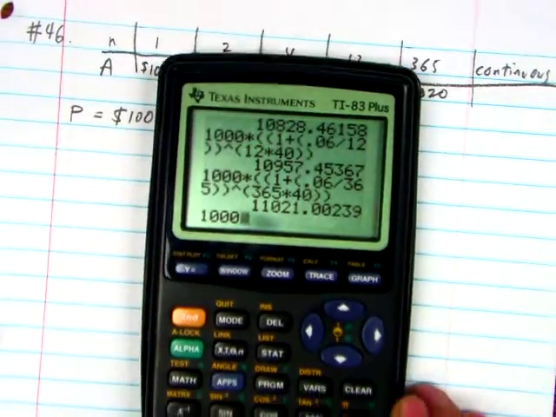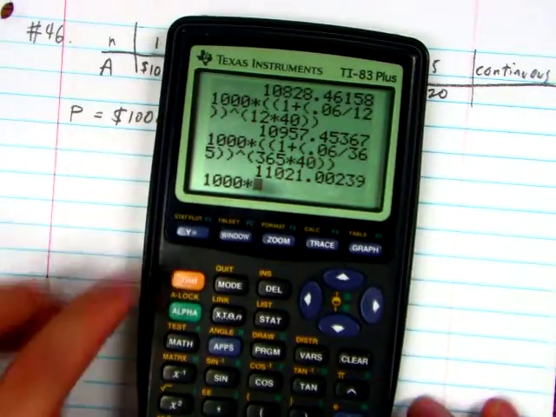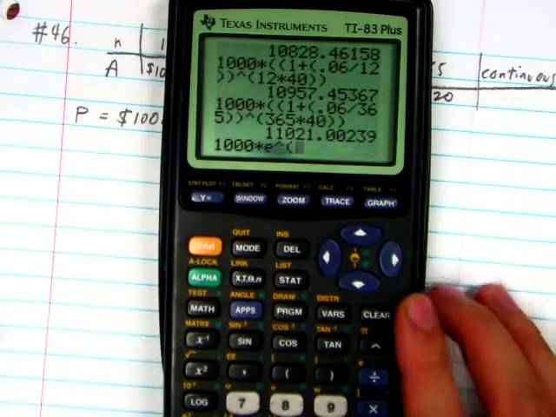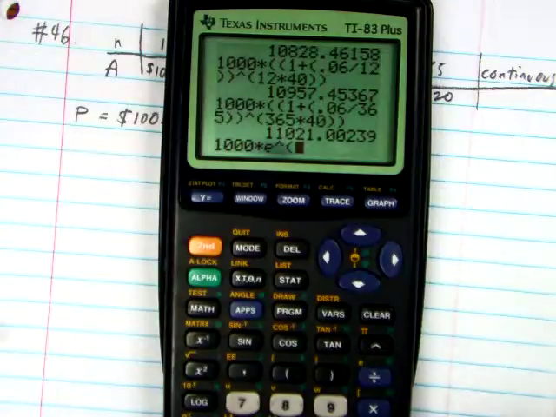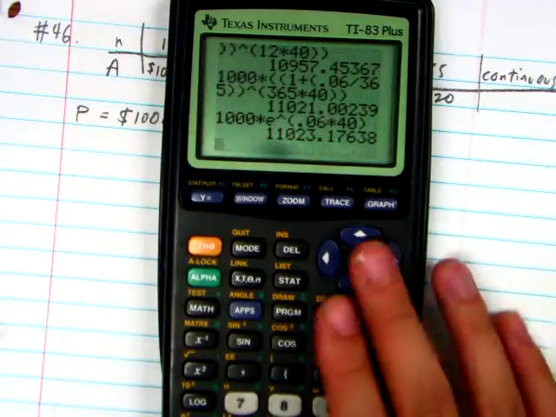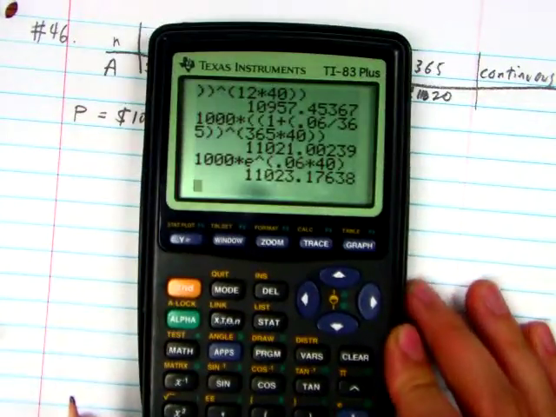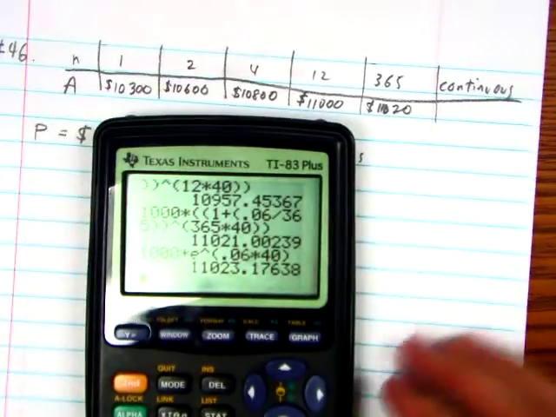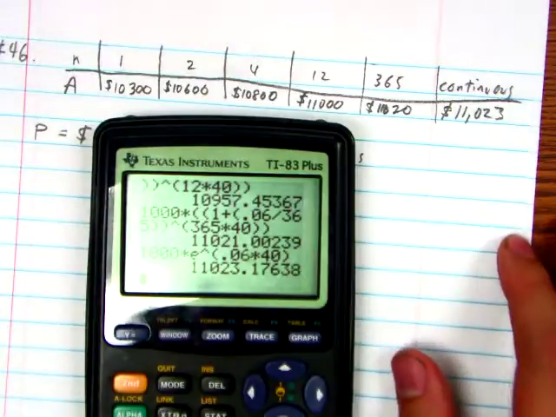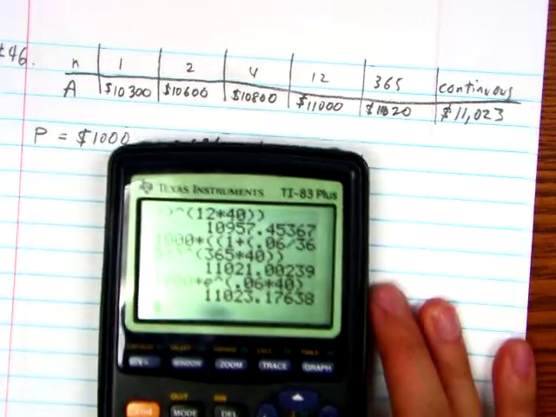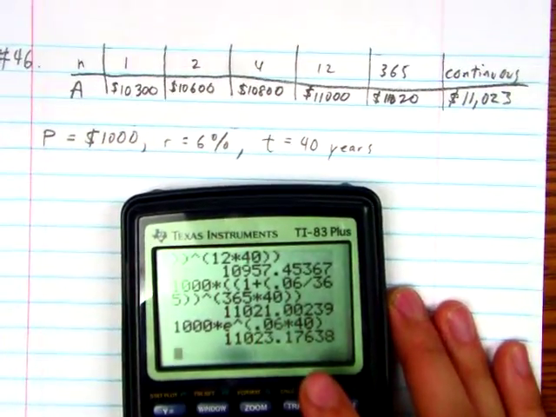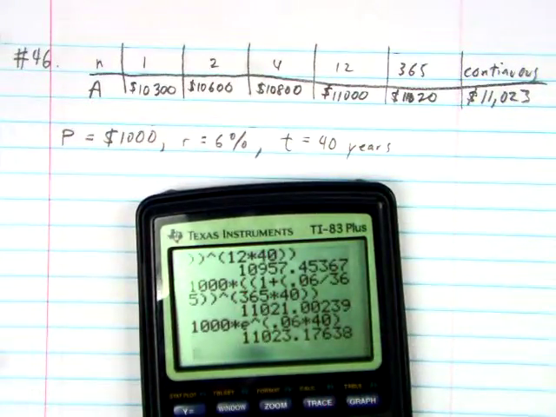Okay, and the best I can do is to continuously compound that. So the equation there is going to be our principal, so 1,000 times, and then we have that e. It's going to be second e with the natural log, that's the e. And then it is RT, so 0.06 times 40. And that is the most money we could ever get out of it, so $11,023 if we continuously compounded our money. We had $1,000 bucks, 6%, 40 years.